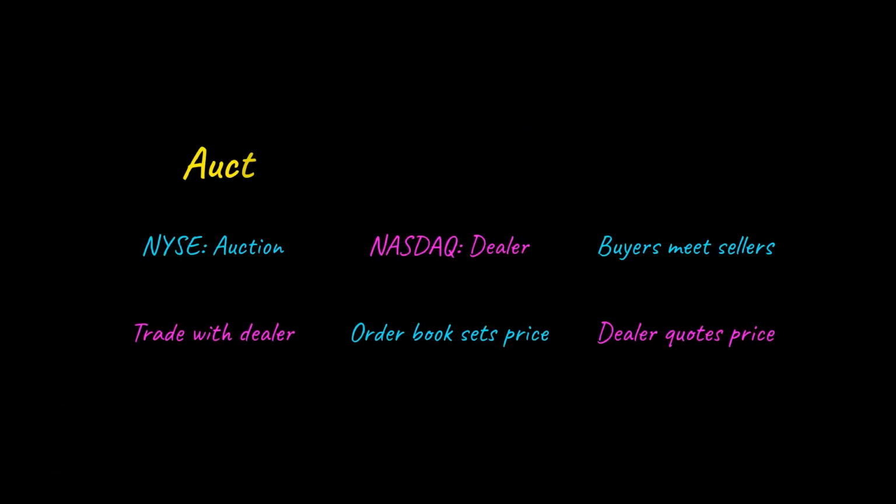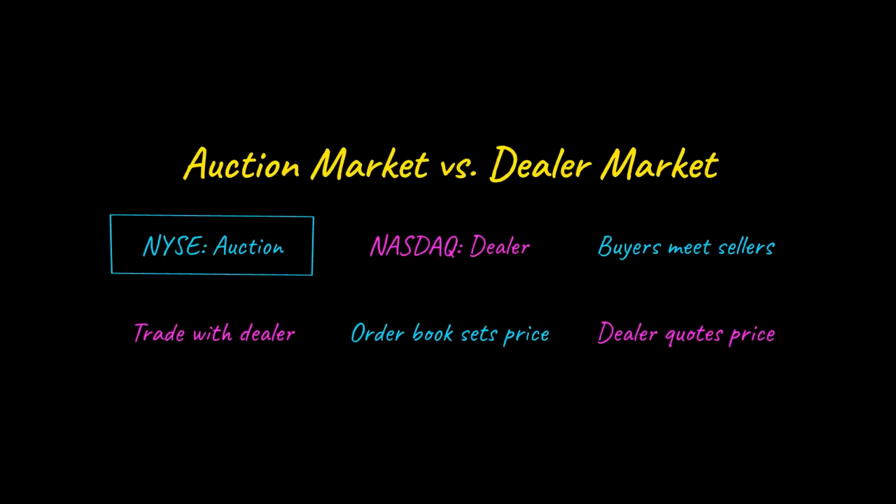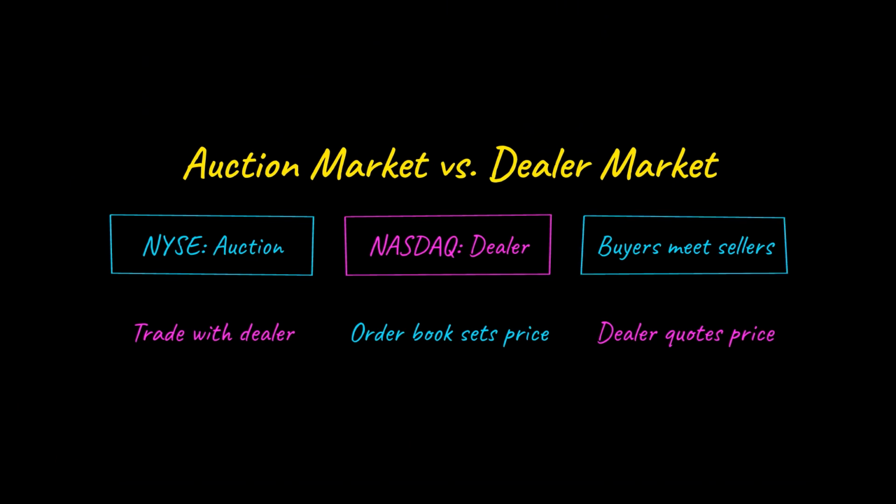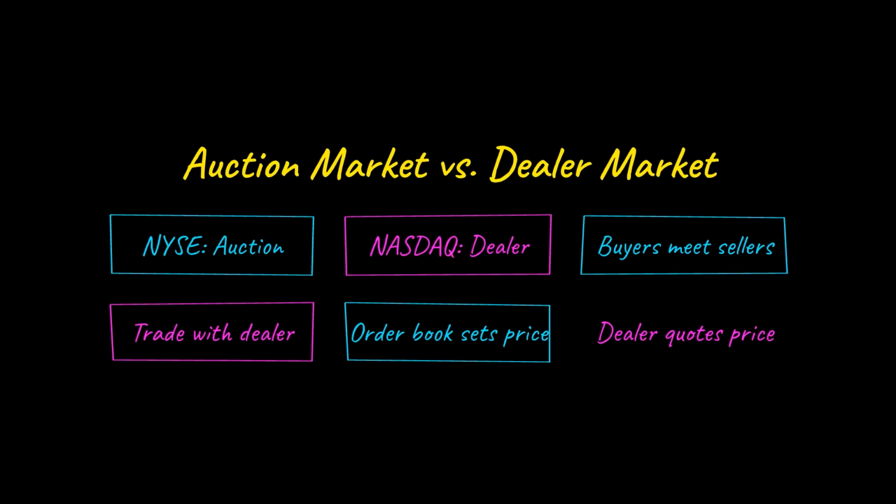Three features define the auction market structure: a central order book listing all bids and offers, full price transparency so anyone can see the best prices, and direct matching between buyers and sellers without a dealer intermediating. The auction market, typified by the NYSE, matches investors directly through an order book. The dealer market, typified by NASDAQ, routes trades through dealers who hold inventory and quote their own bid and offer prices, earning the spread as compensation for providing liquidity.